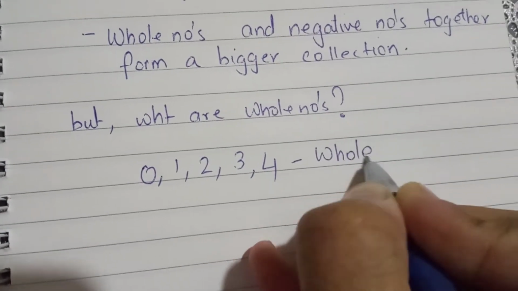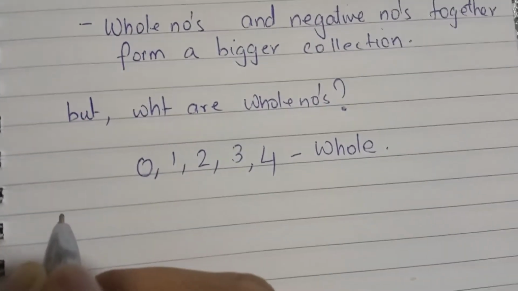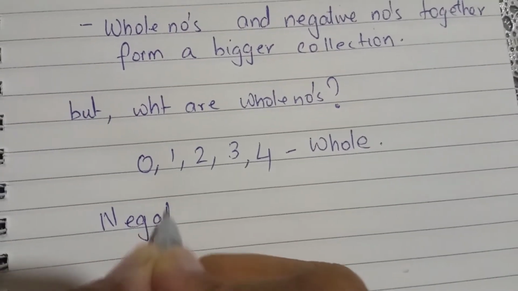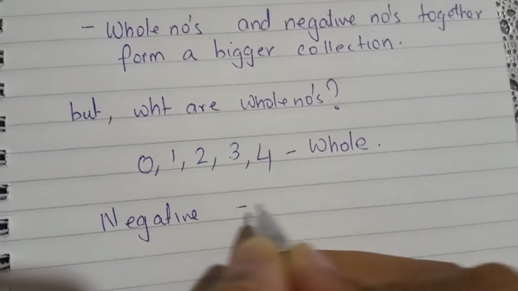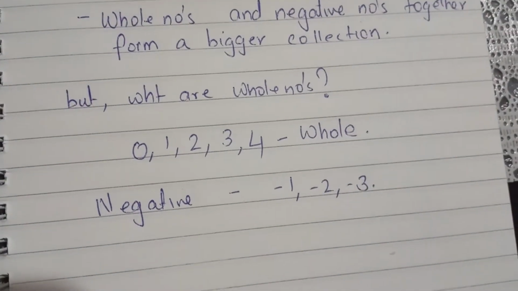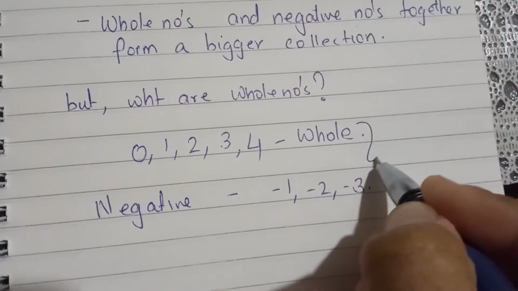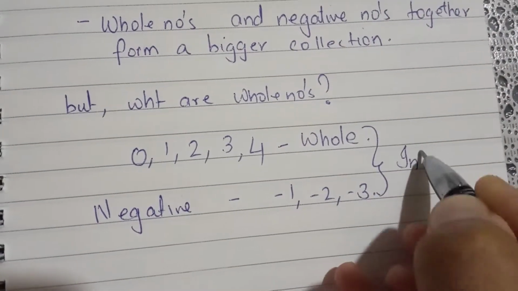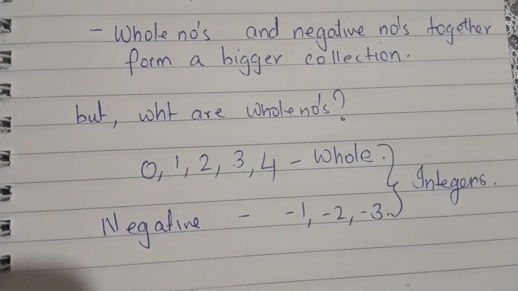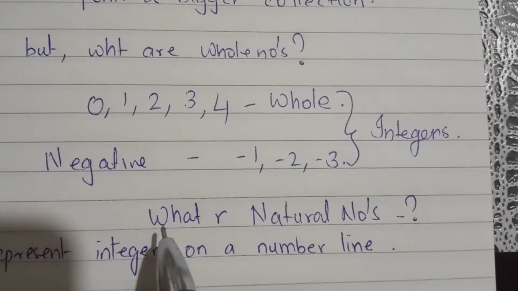So now when we come to negative numbers, what are negative numbers? By the name itself we understand negative numbers are minus 1, minus 2, minus 3. So both of them together form integers. If this definition is clear, anytime you get a question, you will be clear about which number to choose.